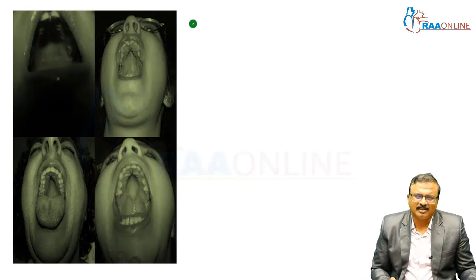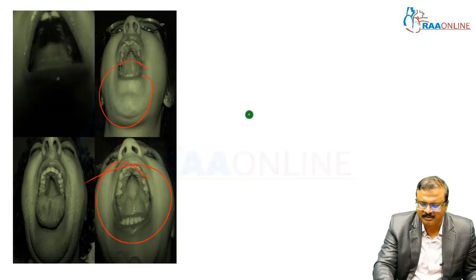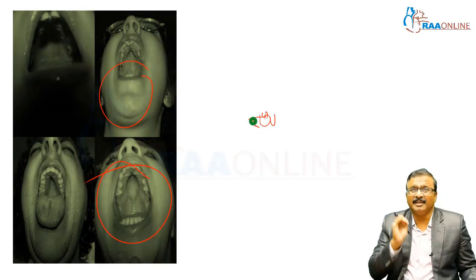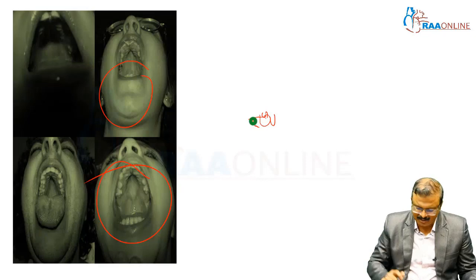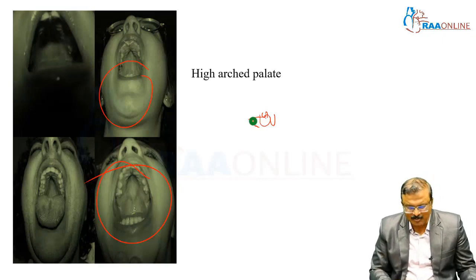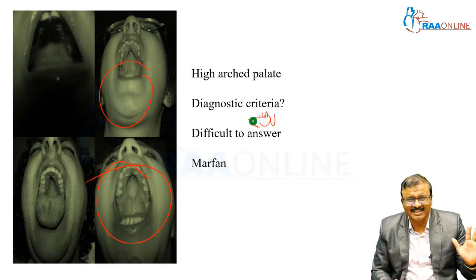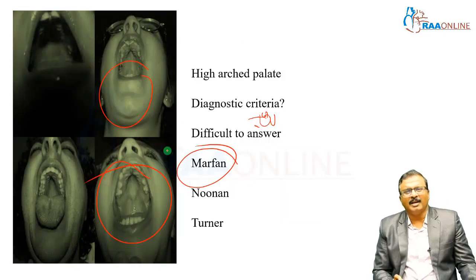This is a high arched palate. How to identify is, you look from above the level of incisors, the arch of the palate should be seen in normal individuals. If it is not seen, then it is a high arched palate. High arched palate, diagnostic criteria, it's very difficult. You can see it in various conditions, Marfan, Noonan, Turner. But most common is Marfan syndrome. You get a high arched palate.